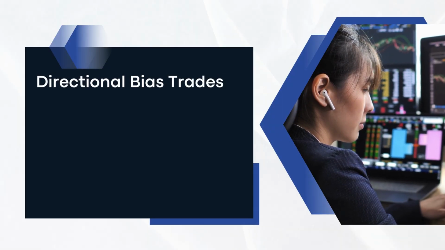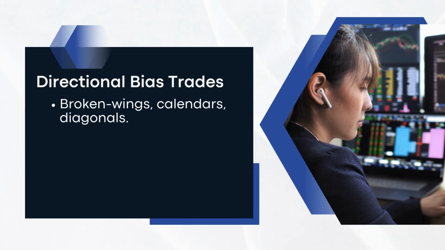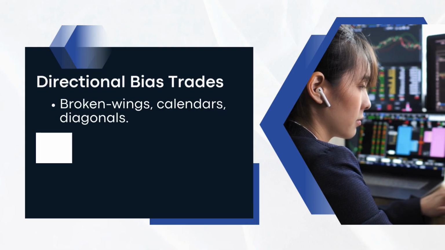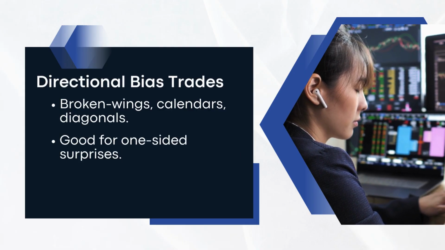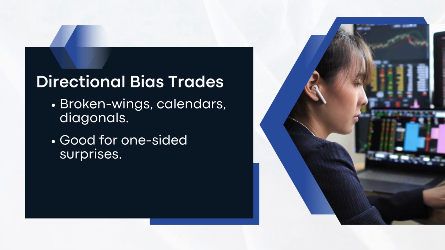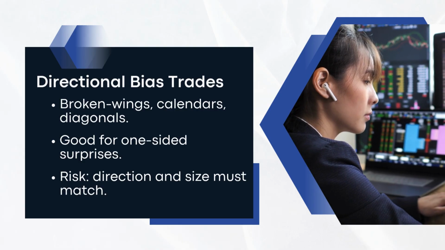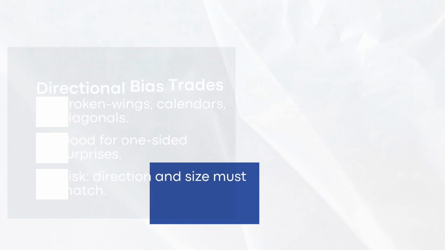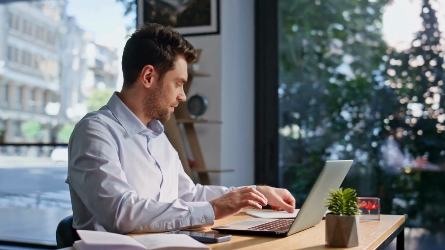Directional bias trades: broken wing butterflies, calendars, diagonals. Useful if you expect a one-sided surprise: hawkish Fed, hot CPI, weak jobs. Risk: you need both direction and magnitude to align. The right structure depends on whether you're playing the event risk or the post-event drift.